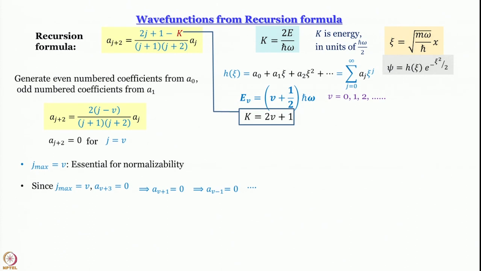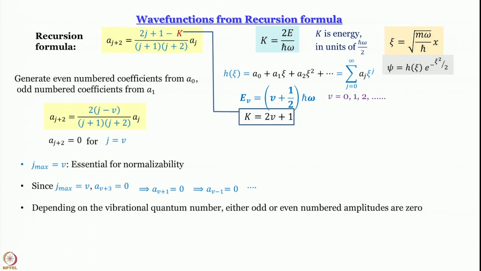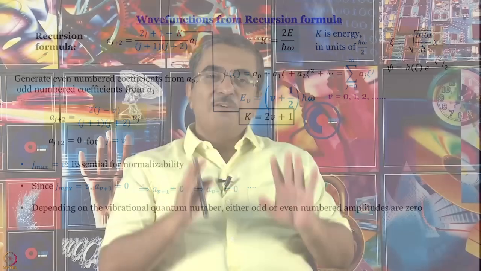So, what we are saying is that, depending on the vibration quantum number, either odd or even numbered amplitudes are 0. That is, we have just suddenly dropped something very profound on you. Let us see if we understand this. What we are saying is this: we have proved that j max is determined by v.